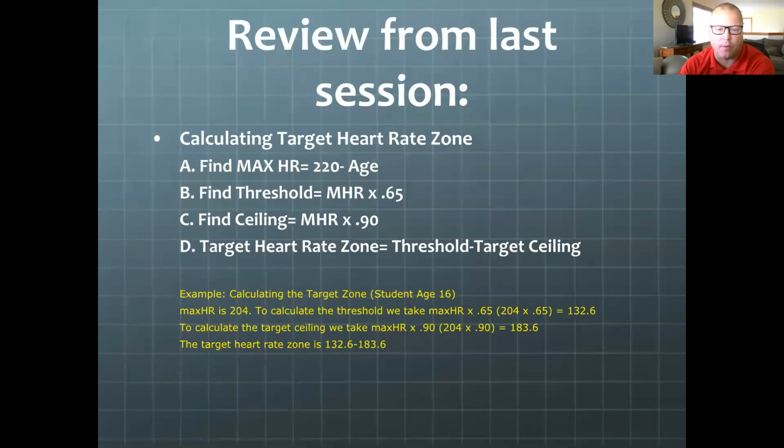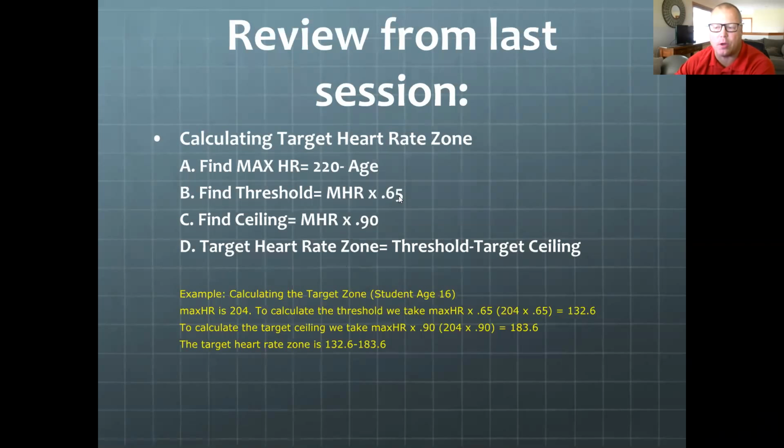To find your target heart rate zone, you need to subtract your age from 220, and that gives you your max heart rate. Then to find your target heart rate zone, you take that number and multiply by 0.65. Then you take your max heart rate and multiply by 0.8. That will give you your target heart rate zone. This is called the threshold, the lower end of your target heart rate.